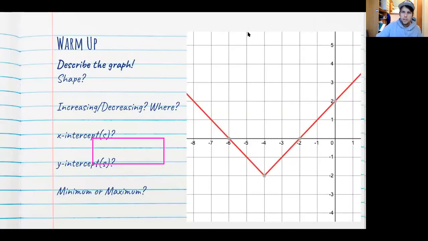All right, here's a quick warm-up. Feel free to pause it. This goes over learning target 6.1, describing graphs. Again, feel free to pause it. I'm going to go ahead and go through the answers here real quick.